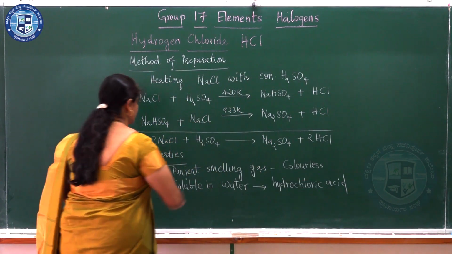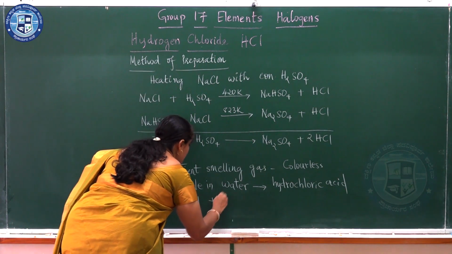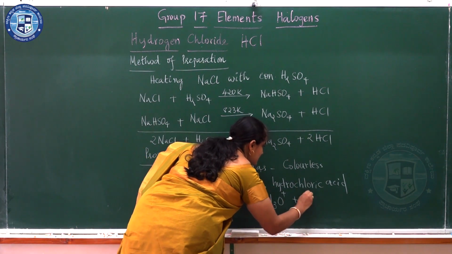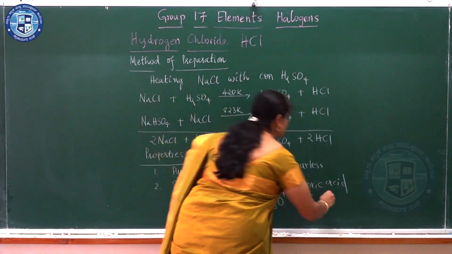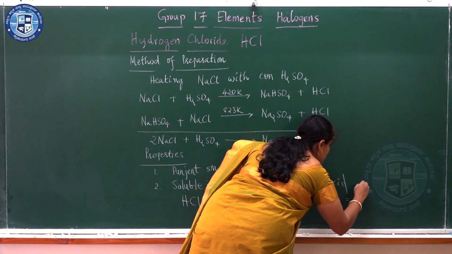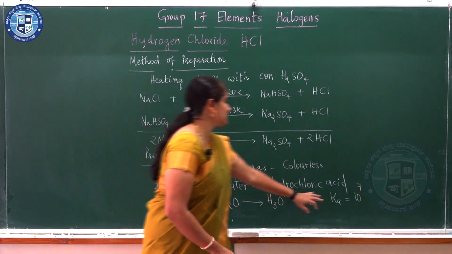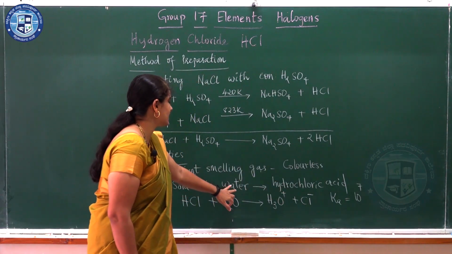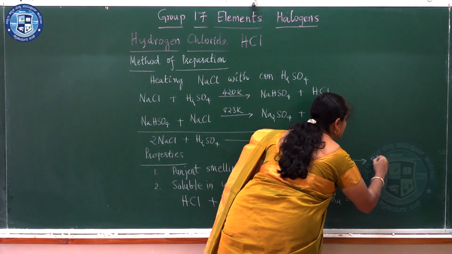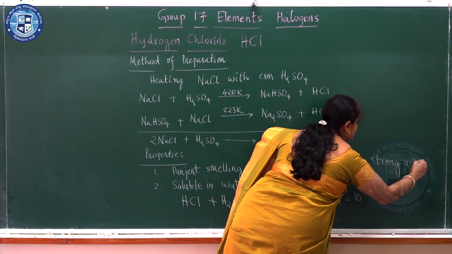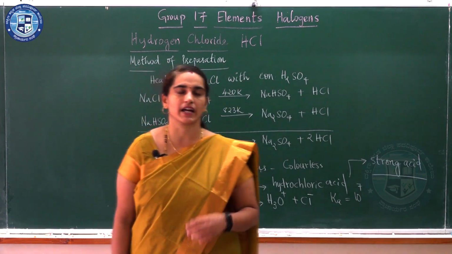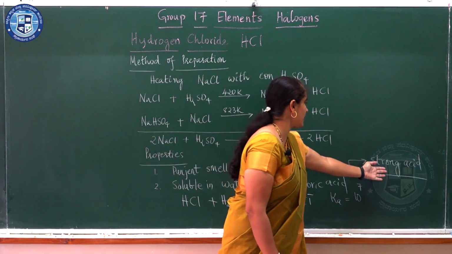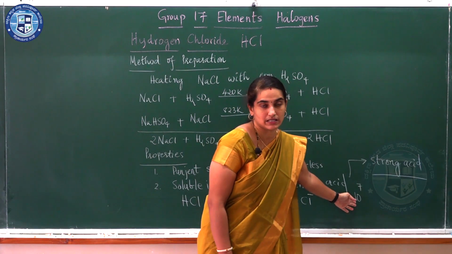The equation is HCl plus H2O gives H3O plus and Cl minus. The dissociation constant Ka is 10 to the power 7. The value is high, indicating that a solution of hydrochloric acid in water behaves as a strong acid. Concentrated hydrochloric acid, which you use for flame tests, gives fumes. It is a strong acid because of its high Ka value.